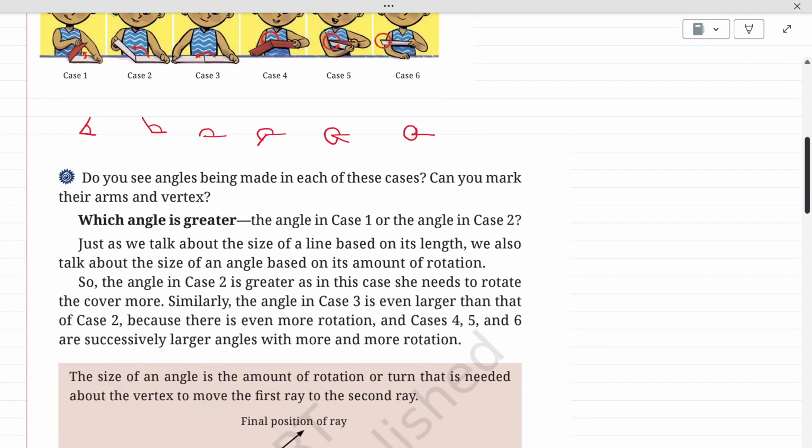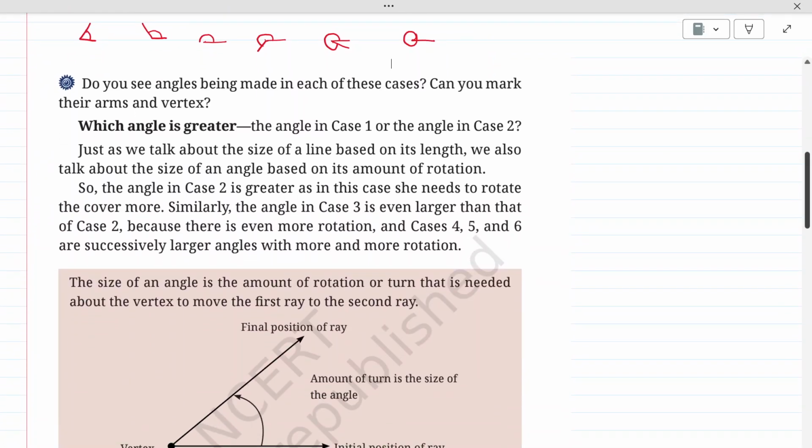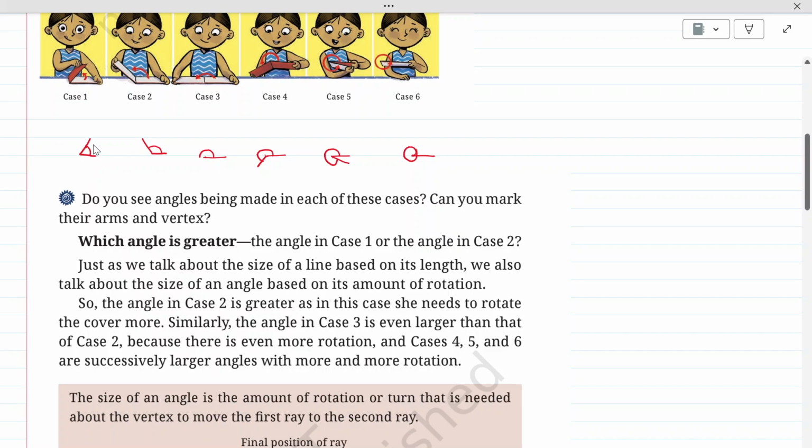So kids, the same thing has been written here. As she is moving this arm, the angle is increasing. In all the cases, this lower arm was fixed. But the other arm, the second arm, she is moving. It was here first. Then it was rotated, further rotated down, further rotated, and then it is closed. So as the second arm is moving, the angle is changing. It is increasing in this scenario.